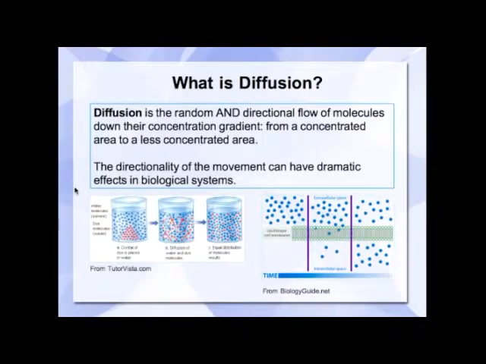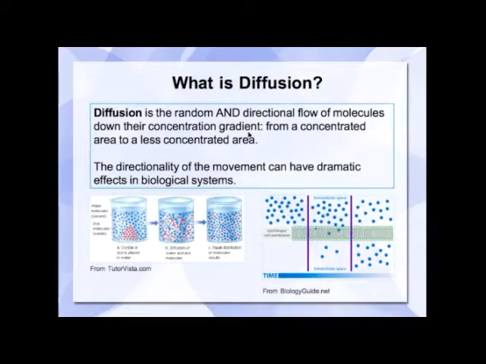Before we talk about the different types of transport across membranes, it's first important to talk about two concepts. One is diffusion, the second one is osmosis. So what is diffusion? Diffusion is the random and directional flow of molecules down their concentration gradient.